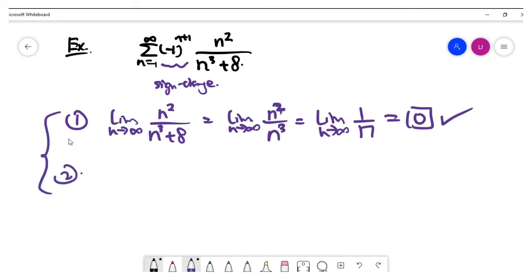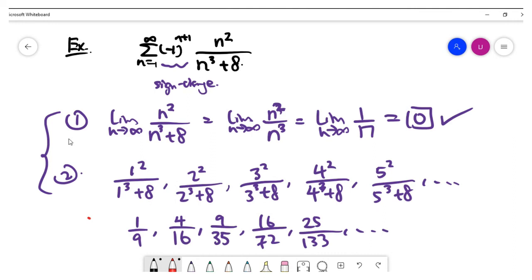How about the second condition? We have to check whether it is a decreasing sequence when n goes to infinity. If you just look at the first couple of terms, so let me compute it here, actually it doesn't look like it is a decreasing sequence, because obviously the second term 4 over 16 is bigger than 1 over 9. And actually, the third term is also bigger than the second term. After the third term, it looks like it is decreasing. But we never know. Maybe it will increase again later, right?